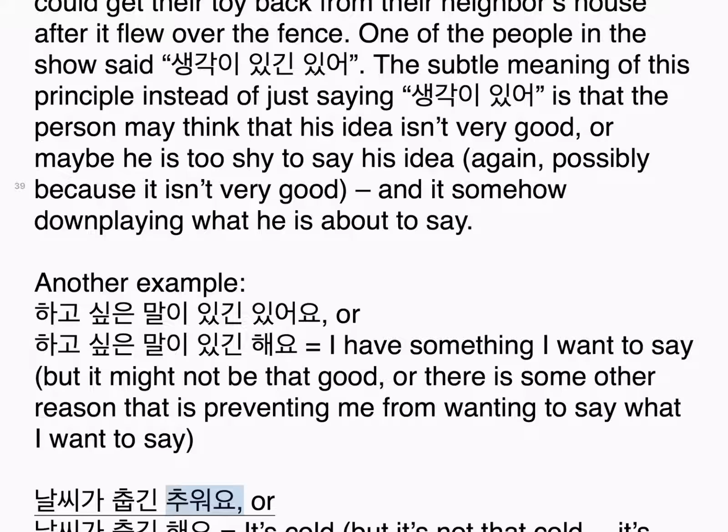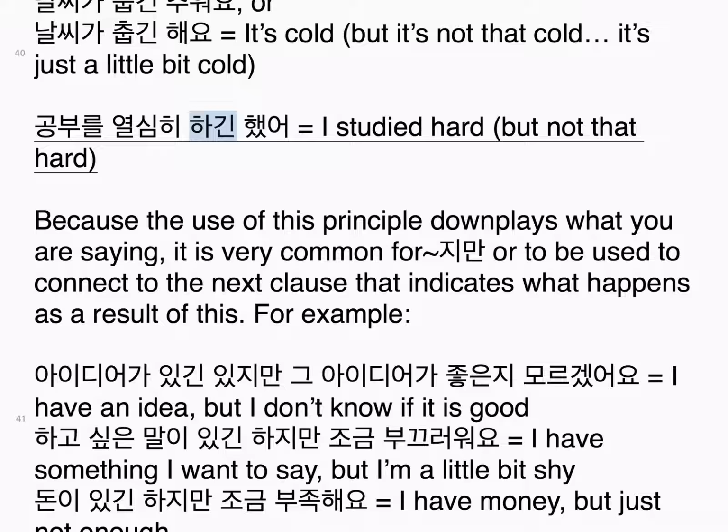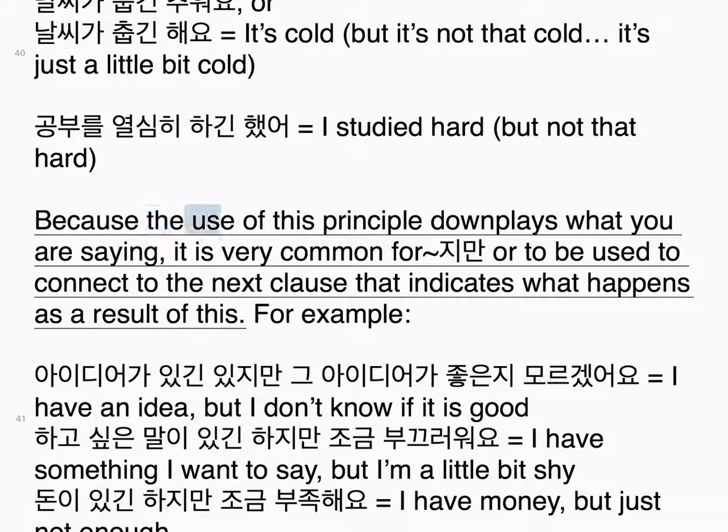날씨가 춥긴 추워요. or 날씨가 춥긴 해요. It's cold, but it's not that cold, it's just a little bit cold. 공부를 열심히 하긴 했어. I studied hard, but not that hard, because the use of this principle downplays what you are saying. It is very common for 지만 to be used to connect to the next clause that indicates what happens as a result of this.